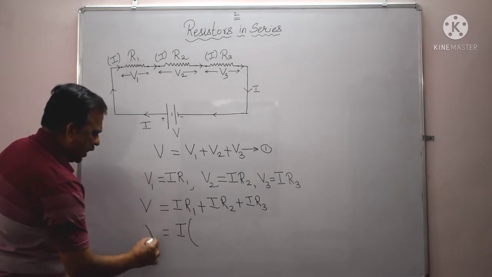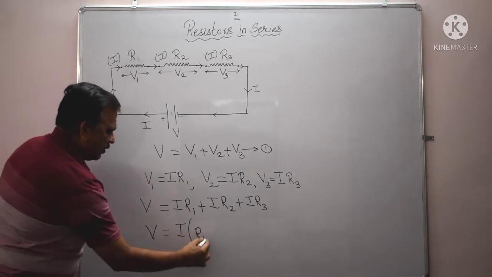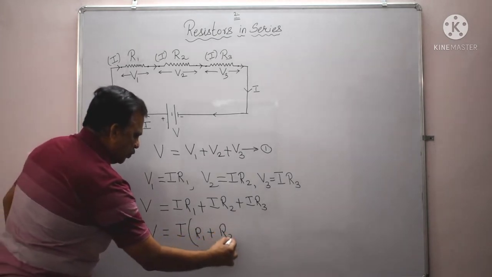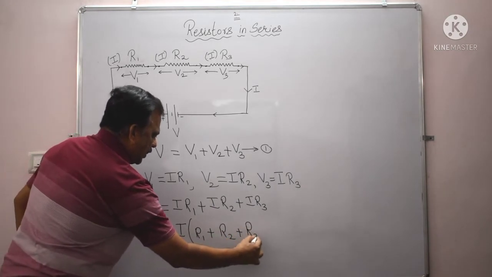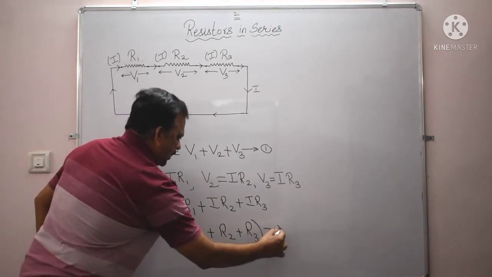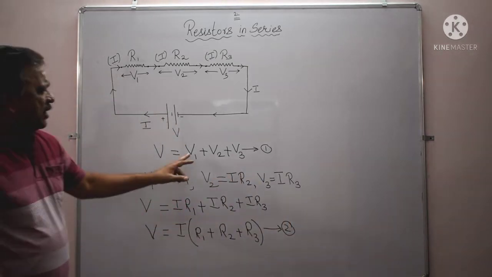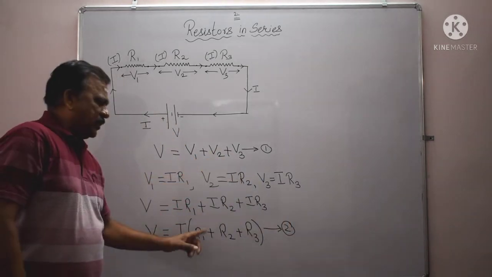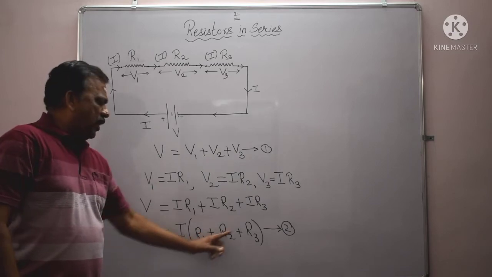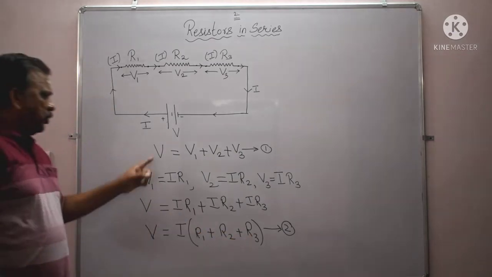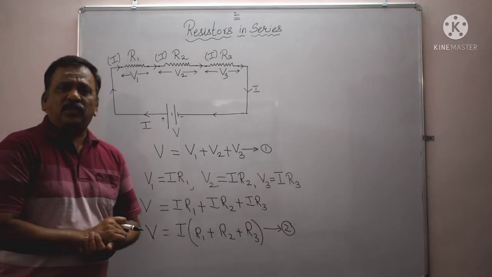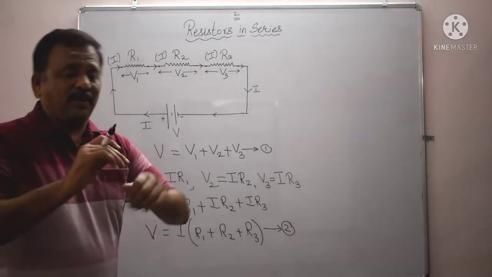So within brackets, I'll get R1 plus R2 plus R3. Let me take this as equation number 2. Just like I have written individual voltages in terms of their corresponding resistances, I am supposed to write the total voltage in terms of total resistance.